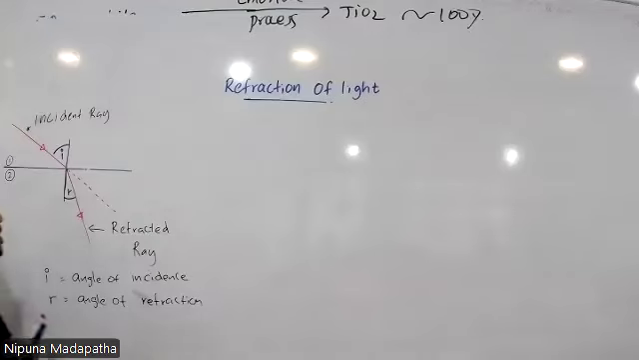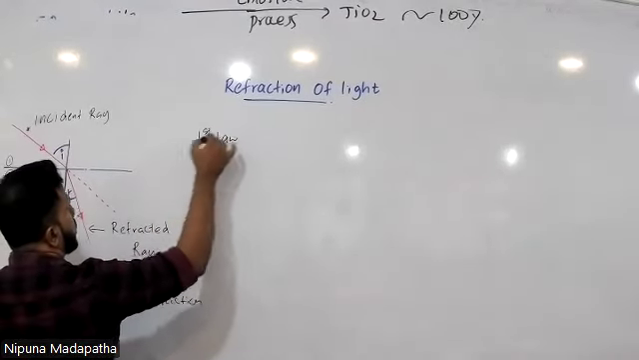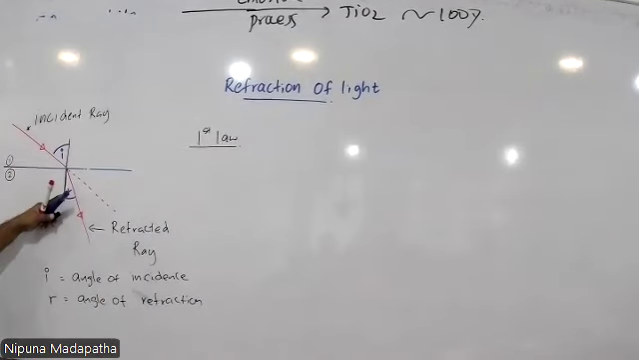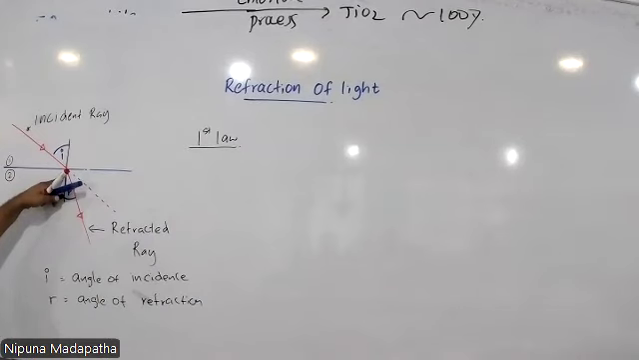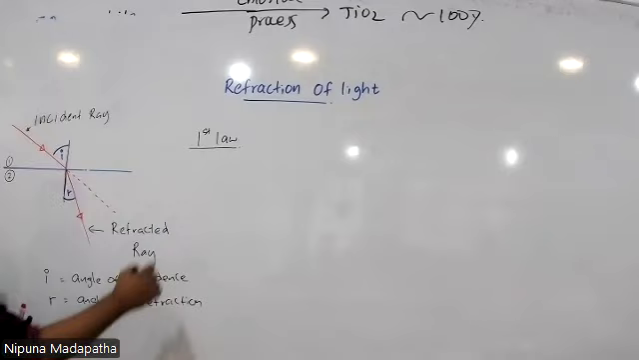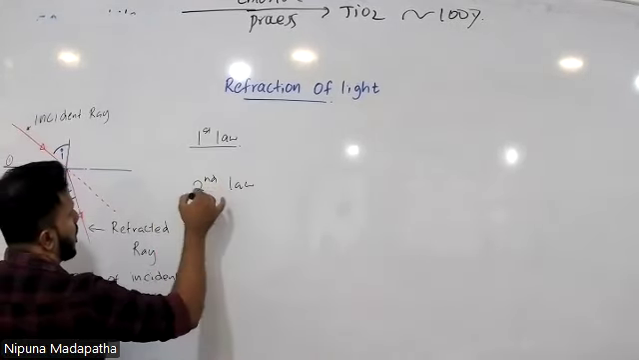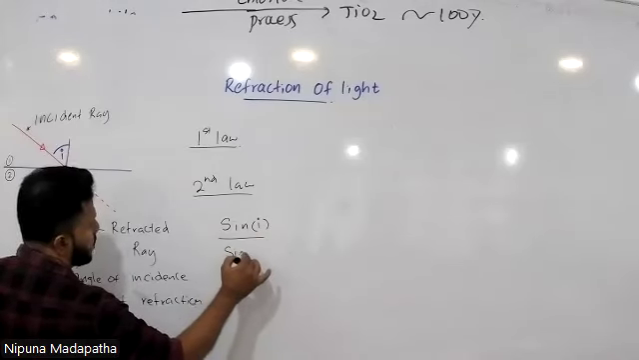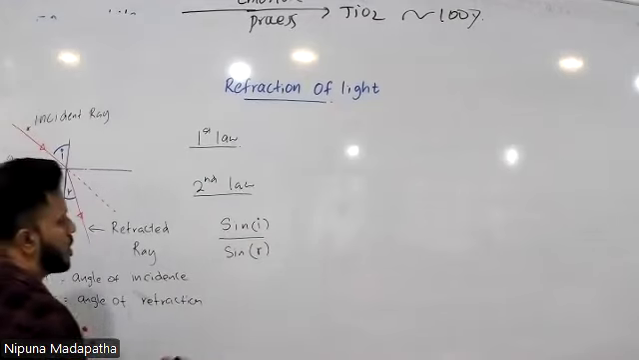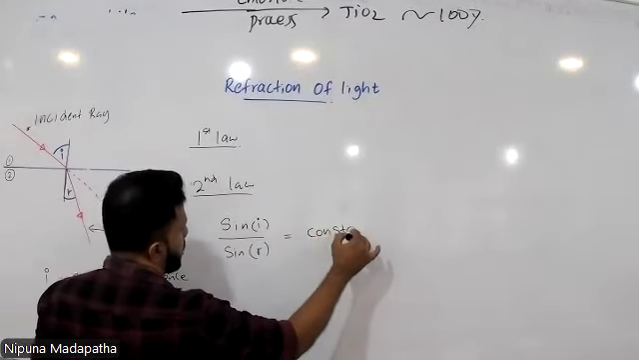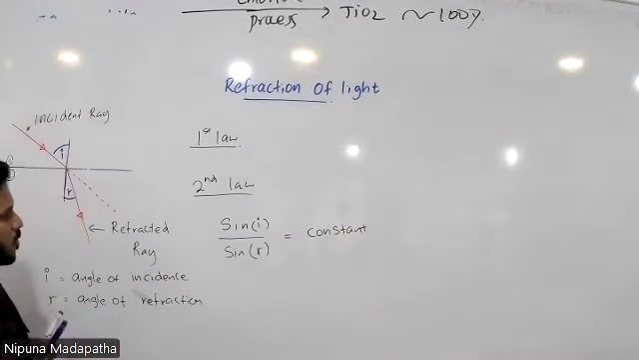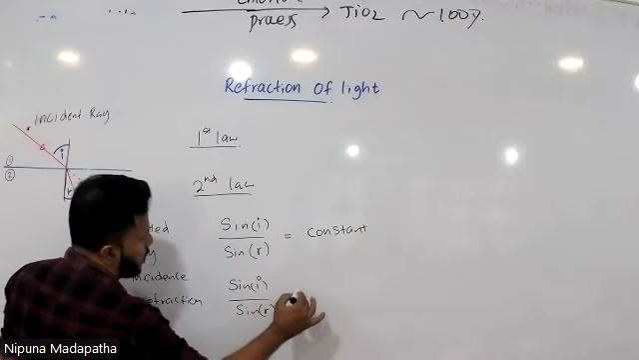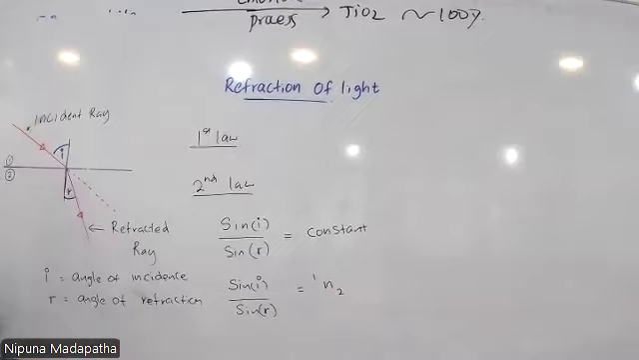So what are the two laws? The first law states that the incident ray, the refracted ray, and the normal drawn to the point of incidence all lie on the same plane. The second law, also known as Snell's law, states that sine of the incident angle over sine of the angle of refraction is a constant. Here sin i over sin r, we write as 1n2. So what is this 1n2?